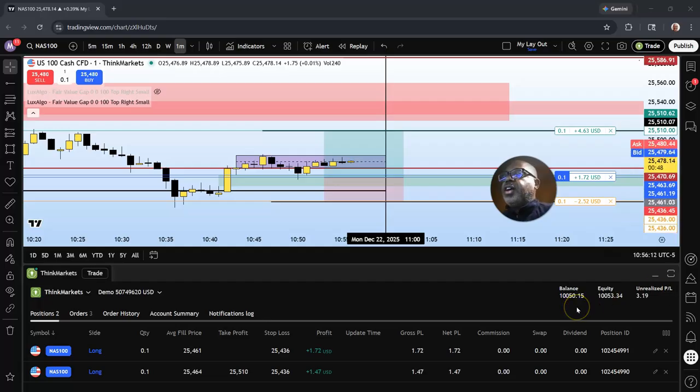This challenge, the profit goal is $700. Once I get to $700, I would have passed the challenge. I'm in phase 1 right now. The challenge is with Think Markets.